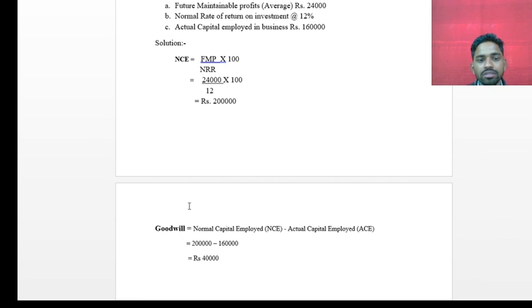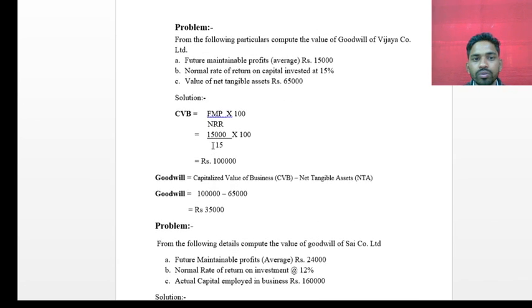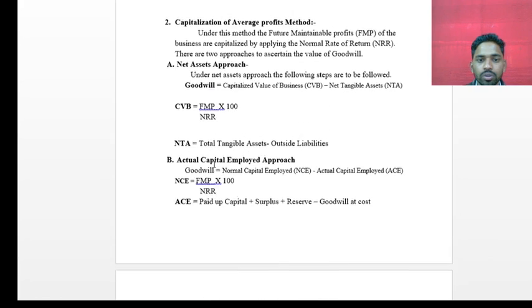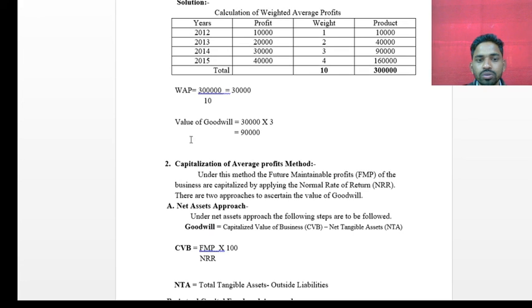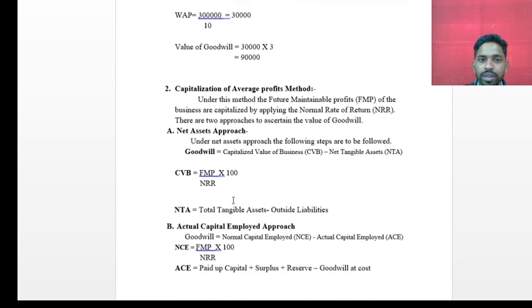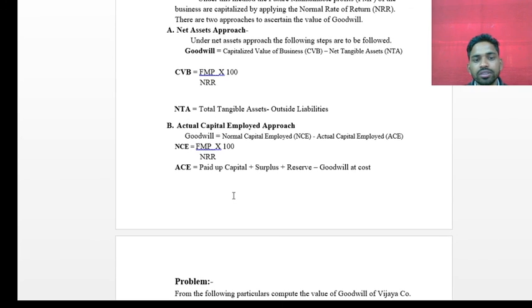Like this, we have to calculate the goodwill under both the approaches. This capitalization method is very important. In the next class we will see the remaining part. Okay, thank you.